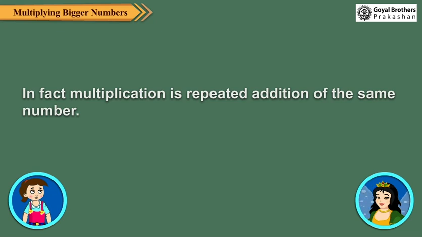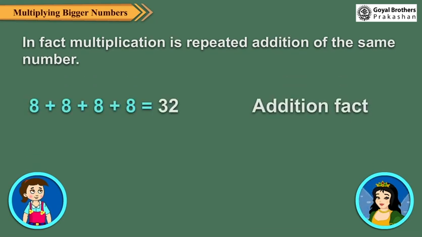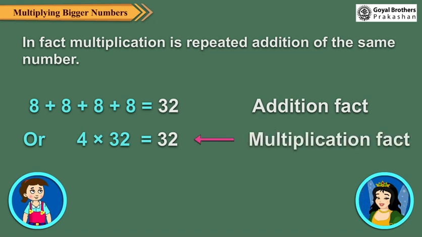In fact, multiplication is repeated addition of the same number. For example, here 8 is being added 4 times to get the sum 32. We write it as 4 multiplied by 8 is equal to 32. This is a multiplication fact.